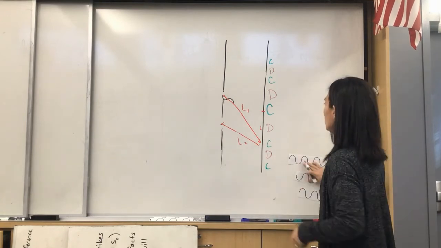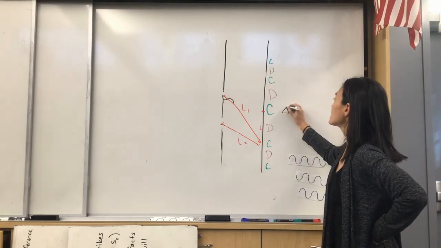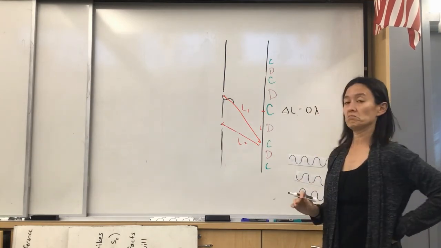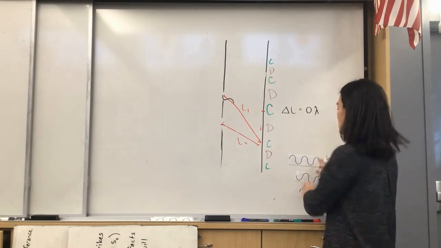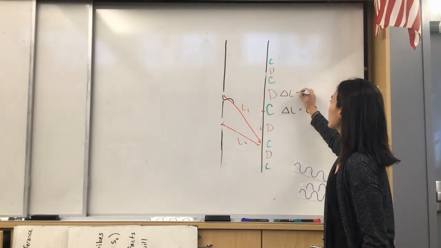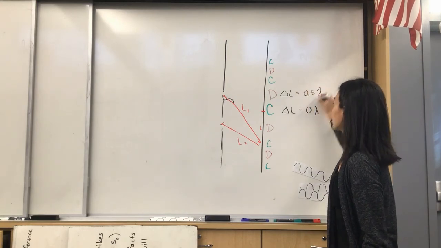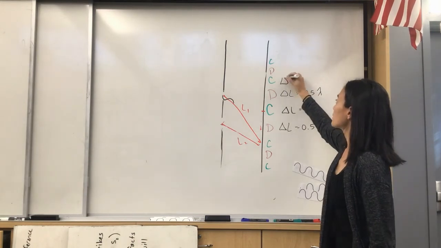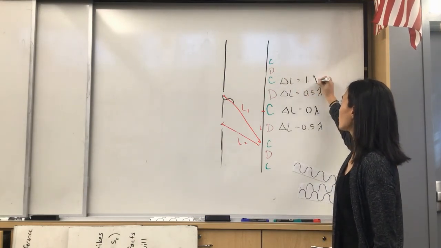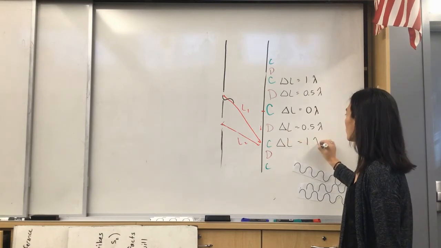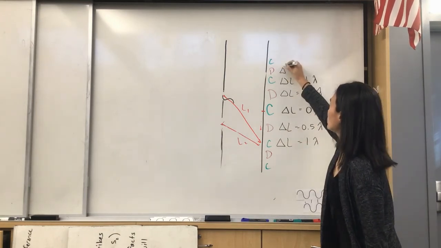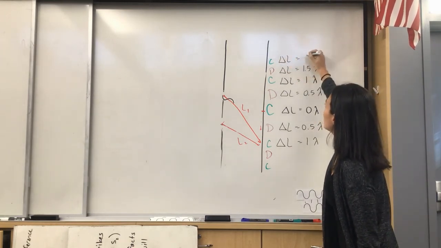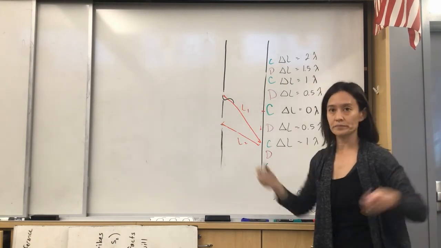For this one, the difference in length is equal to 0 wavelengths. Like they travel the exact same distance. For this one, the difference in length is equal to 0.5 wavelengths, and same for this one. For here, the difference in wavelengths is equal to 1 wavelength, and again, 1 wavelength. Here it would be 1.5. Here it would be 2, and on and on and on.